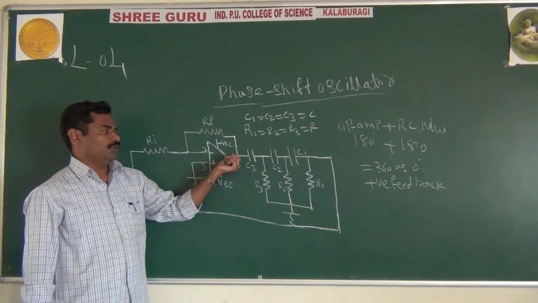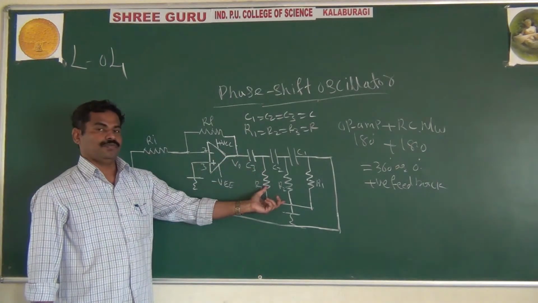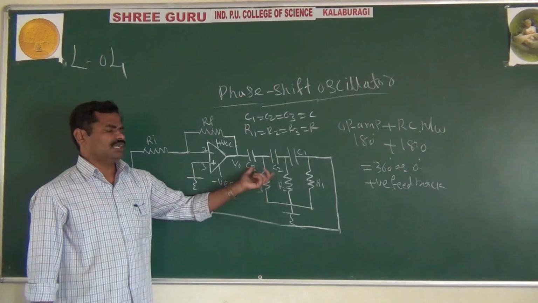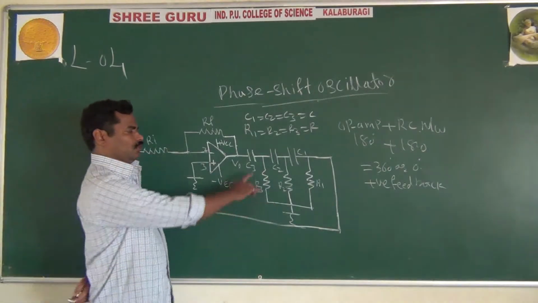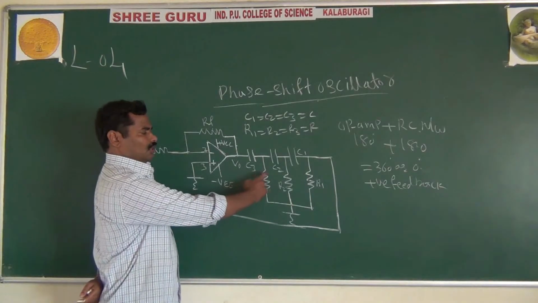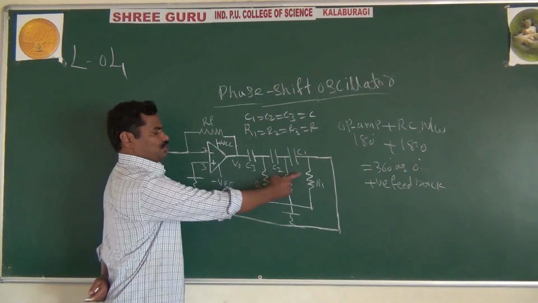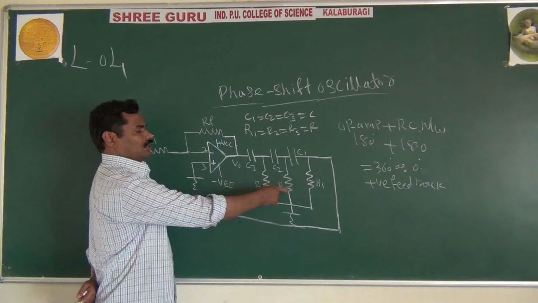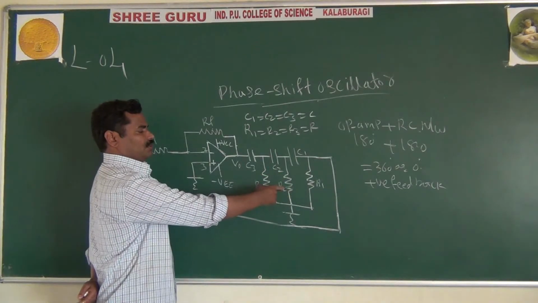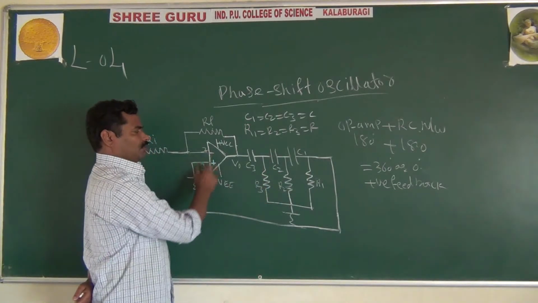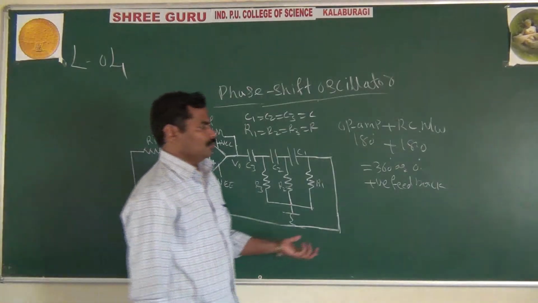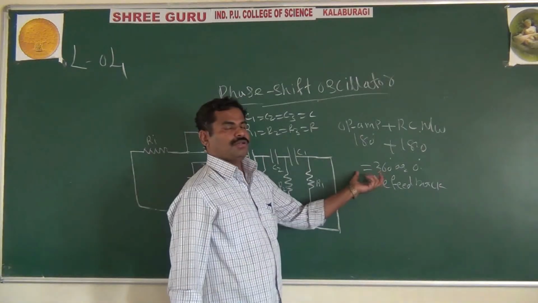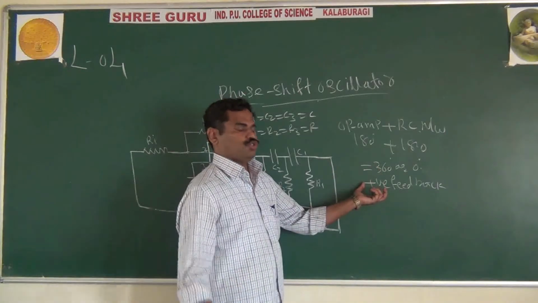That output will drive your feedback network, and it will drive your RC network. At a particular frequency and at a particular value of R and C, each RC will give 60, 60, 60, and the total is 180 degree given by the RC phase shift network. Another 180 is given by your inverting amplifier. The total is the 360 degree phase shift or 0 degree phase shift. That is nothing but positive feedback.